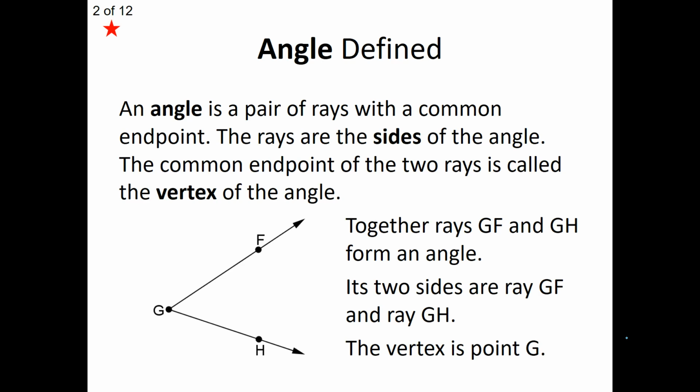Take a look at the example down below. We see that there are two rays produced from point G. These two rays, ray GF and ray GH, we would call the sides of our angle. And since G is the common endpoint, we call that the vertex.